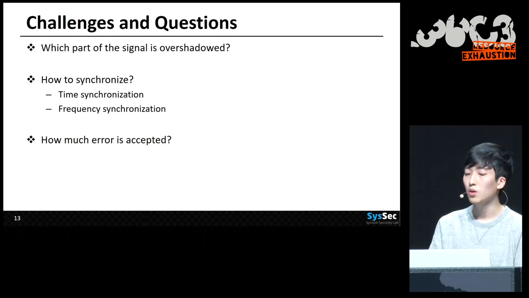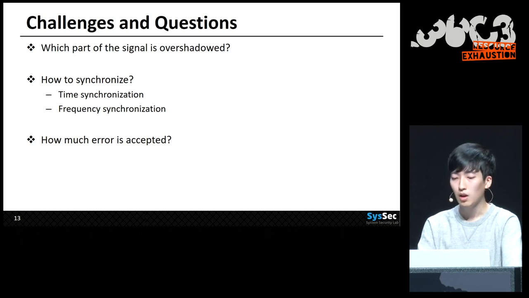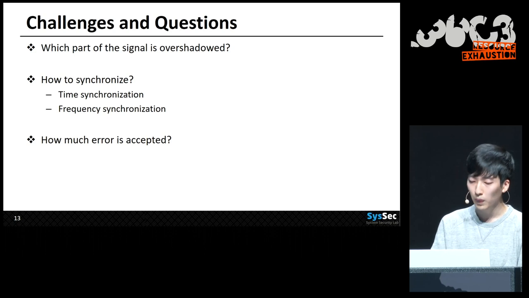The second challenge is how to synchronize time and frequency. This is the most important challenge in the SigOver attack, where the attack signal must be accurately overwritten on the signal of the normal base station. Finally, how much error is OK? Even if the signal is transmitted like a normal base station, there may be a slight error in time or frequency. Therefore, it is necessary to know how much accuracy is required for the UE to properly decode the signal. I will explain the details of these three challenges and questions.